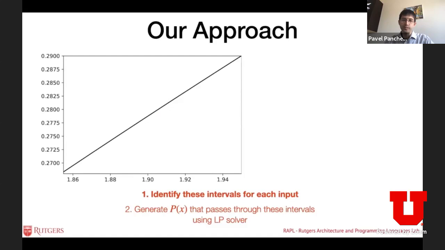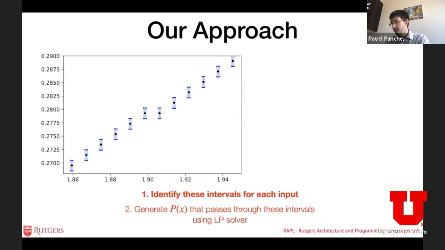First, given a function f of x that we want to approximate, we identify all input values in our representation and compute the correctly rounded result. For each correctly rounded result, we identify the interval such that all values in the interval round to the correctly rounded result. These intervals are basically a constraint for our polynomial p of x. In other words, our goal now is to fit a polynomial that crosses all of these intervals.